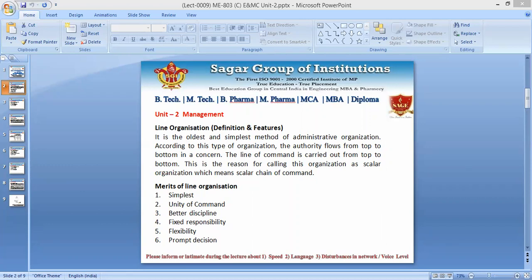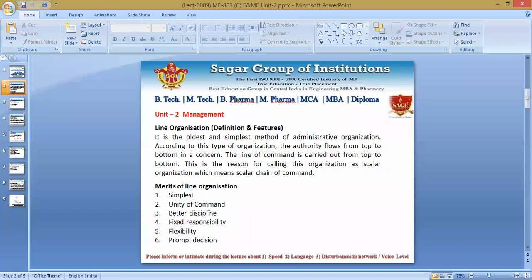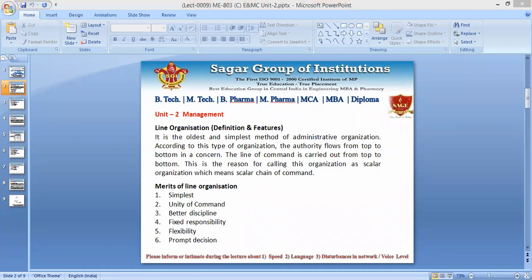Now the merits, sorry, demerits, what we have merits we were studying. We have seen the features. Now we are seeing the merits of the organization. Now, for seeing this merits of the organization, we know many of the things. First one is the simplest one, and the second one is the unity of command.